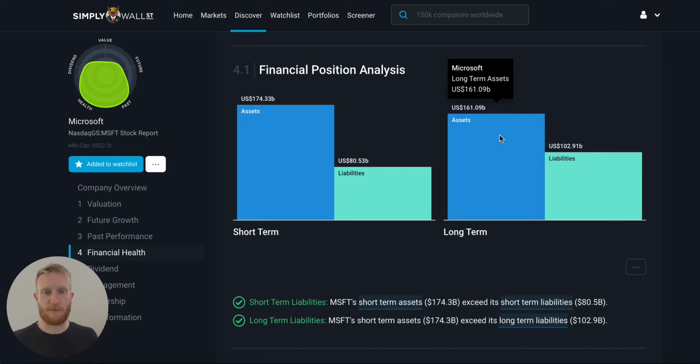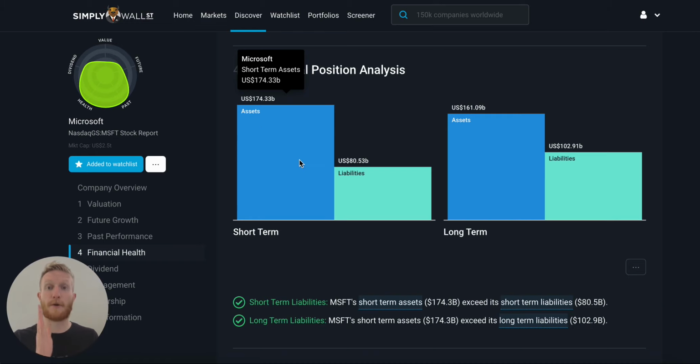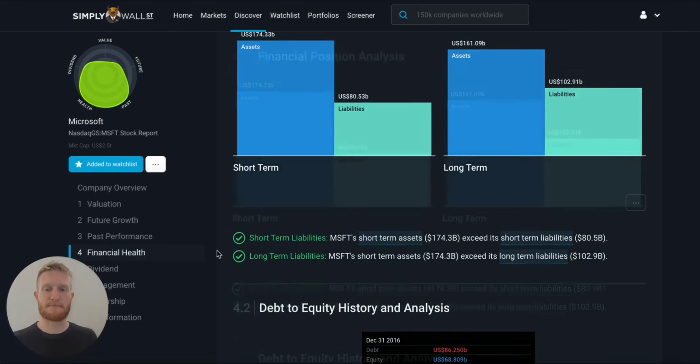We don't want to see the business have to sell its long-term assets, because these could be very valuable things. We want to see if it can pay with cash. And so that's why we compare short-term assets to both long and short-term liabilities. So in this case, the business passes both because it has plenty of short-term assets.